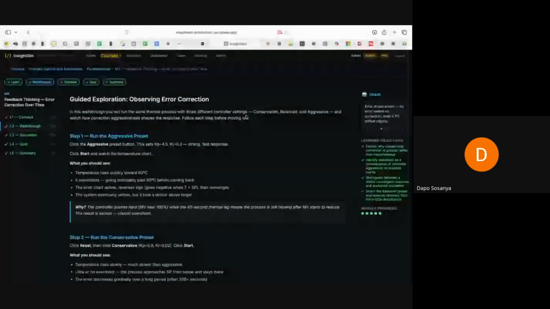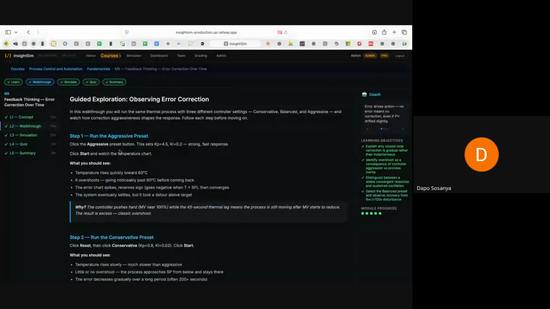So as we discussed, you can be conservative. Conservative tuning will take a bit of time to settle. You can be aggressive, and then you can be in between, balanced. All right, so these are the 3 simulations we will do now.